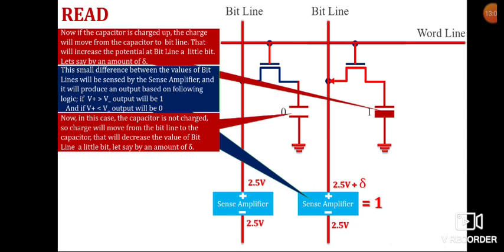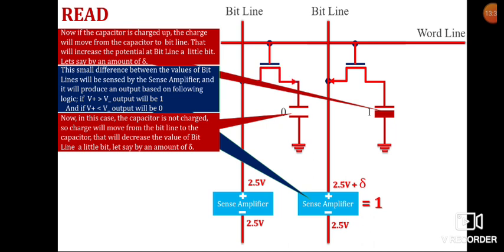In the case of this DRAM, the capacitor is at 0 potential. Okay, if the capacitor is at 0 potential, and this capacitor is also connected with the bit line, and the bit line is charged to 2.5 volt, and the capacitor is empty, in that case what will happen? Charge will flow from the bit line to the capacitor, and the capacitor will charge a little bit. Okay, so this is how it will happen.